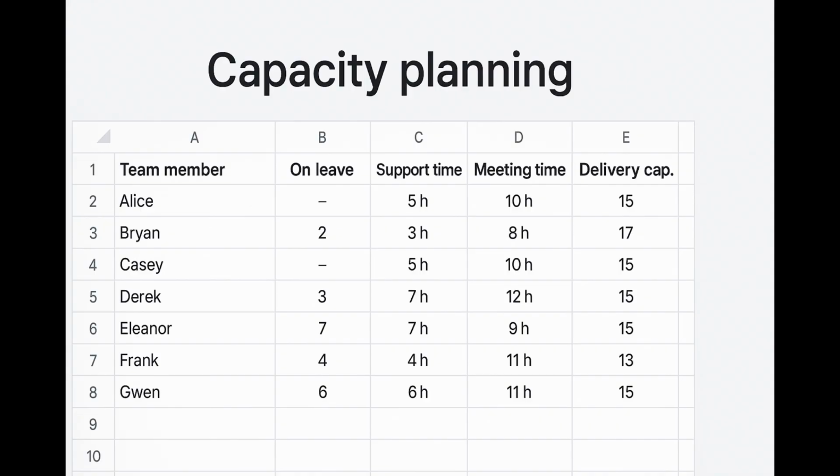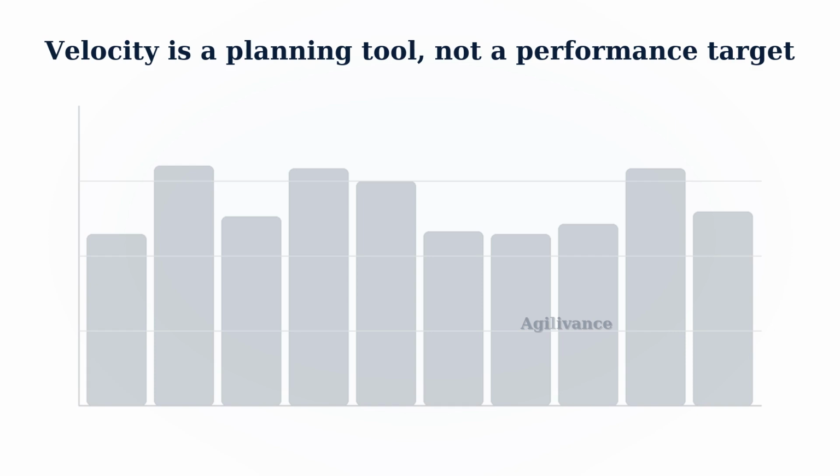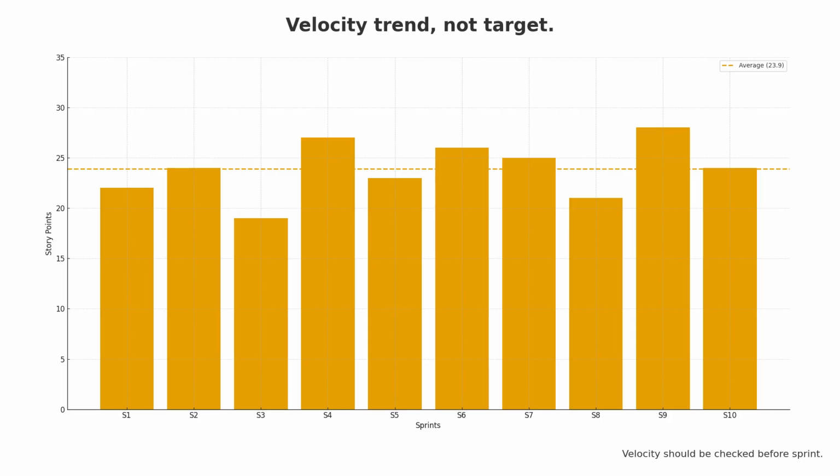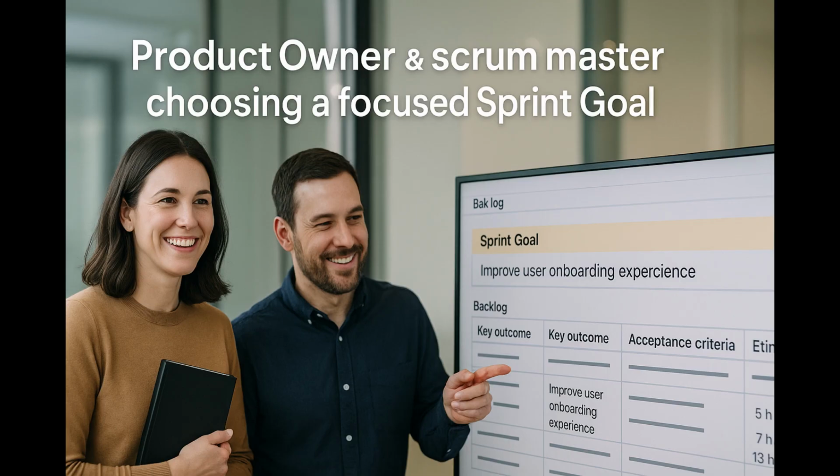Next, we move into sprint planning and look at it as a Scrum Master. You start with capacity: who is on leave, how much time is blocked for support and meetings, and what realistic delivery capacity the team has. You remind the team to use past velocity as a guide, not a target, and support the product owner in choosing a focused sprint goal.